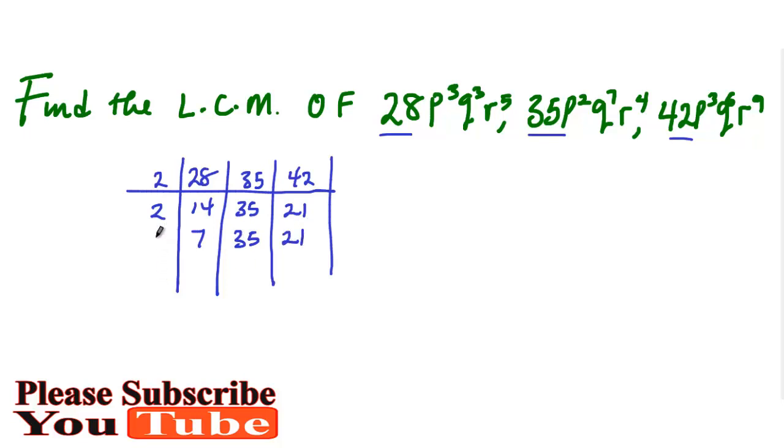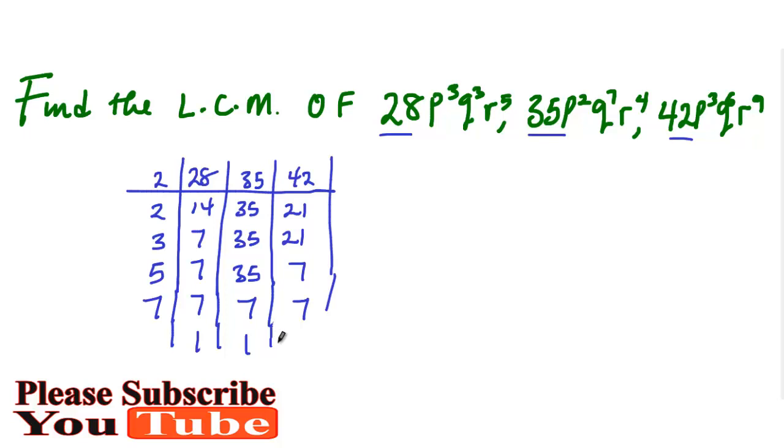Then the next one, let's use 3. 3 in 7 is not possible, you return 7. 3 in 35, you still return 35, it's not possible. 3 in 21 is 7. The next one, we can use 5, right? 5 in 7 is not possible, you return 7. 5 in 35, that's 7 times 5, 35, that is 7. Then 5 in 7 is not possible, you return 7. Then the next one is 7. So 7 in 7, 1, 1, and 1.